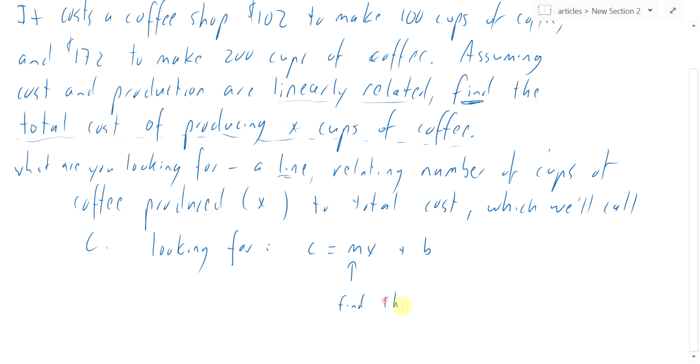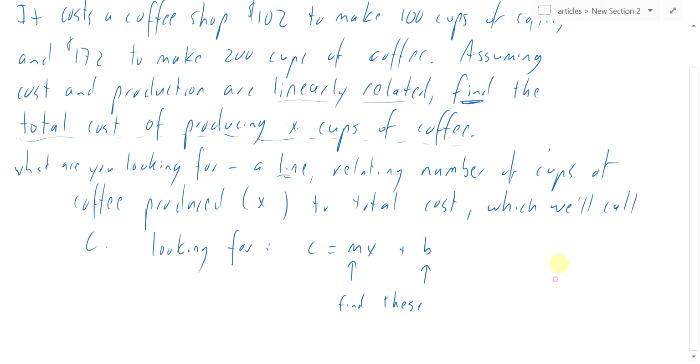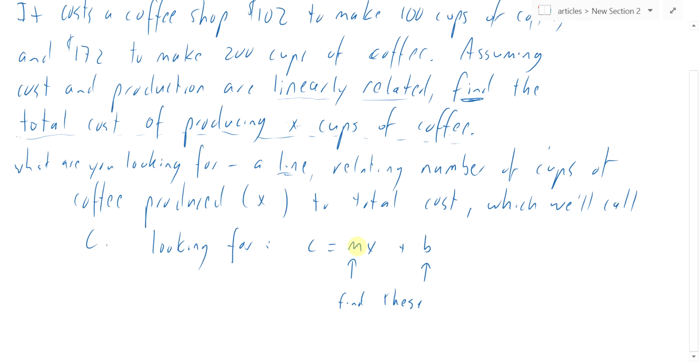Find these. Right. And what's unknown here actually is M and B. We don't know what the slope of this line is, and we don't know what the y-intercept is, but we need to find this. And this is a cost problem, right? And as we saw in the previous problem, slope is your variable cost. That's the cost of making a cup of coffee. And the y-intercept is your fixed cost. It's how much it costs to have the machine that makes the cup of coffee or whatever.